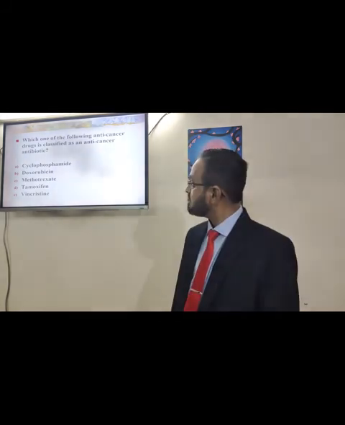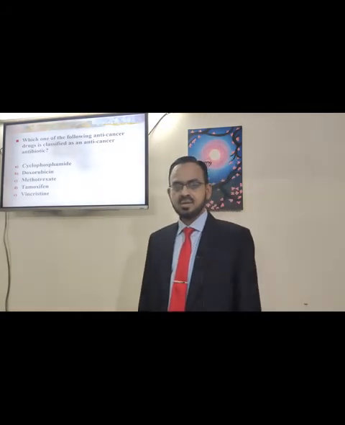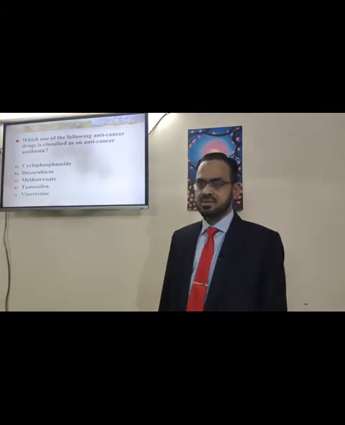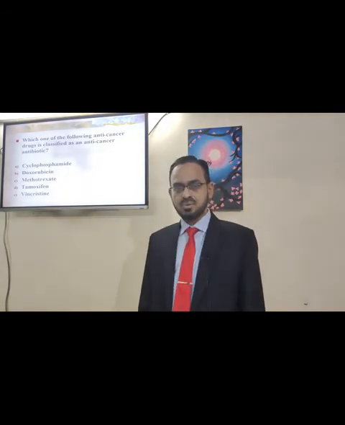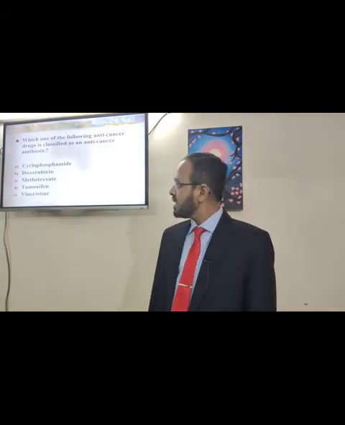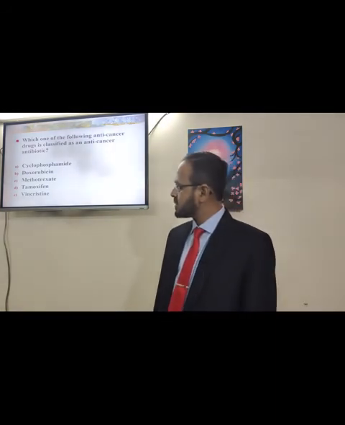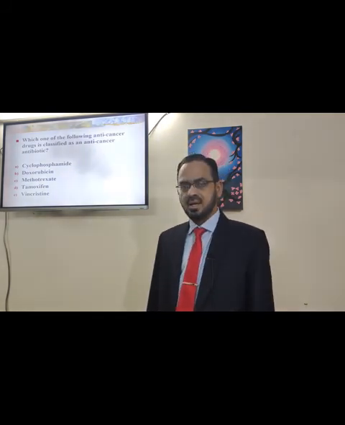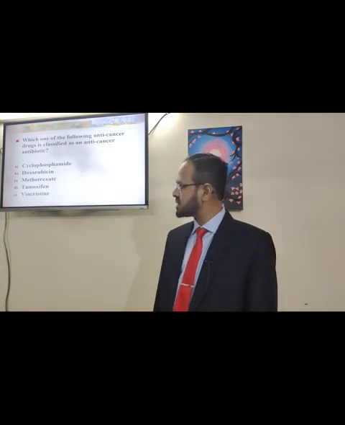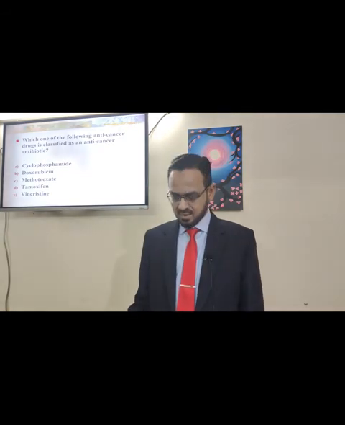Yes, this first one. So this is the classification of anti-cancer drugs. The answer here is anti-cancer antibiotic. The answer is doxorubicin. The answer is B. We know cyclophosphamide is an alkylating agent. Methotrexate is an anti-metabolite. Tamoxifen is an estrogen receptor antagonist. And vincristine is the plant vinca alkaloid.